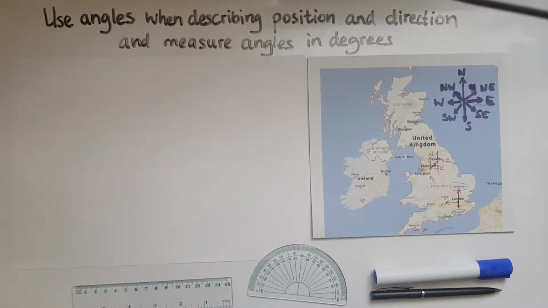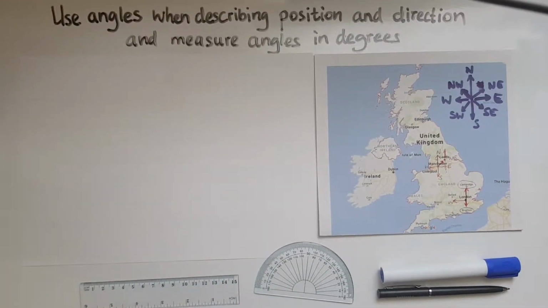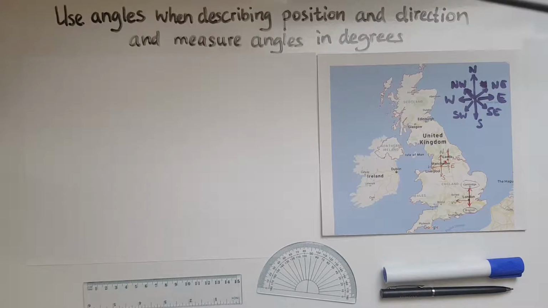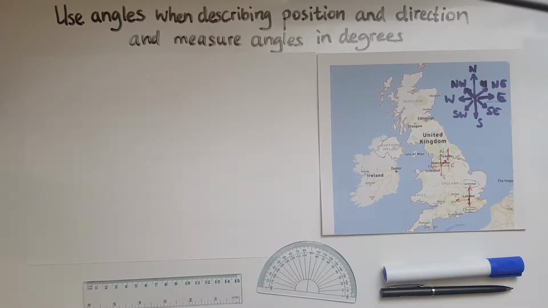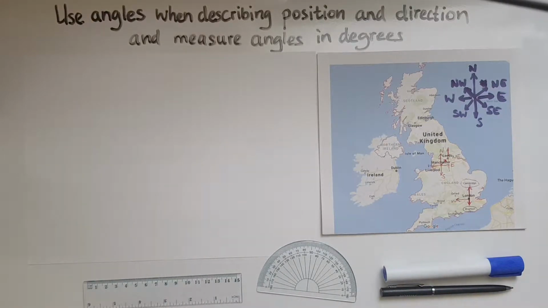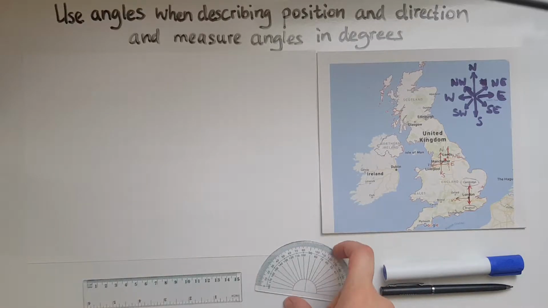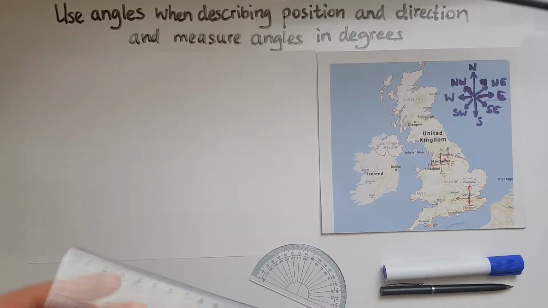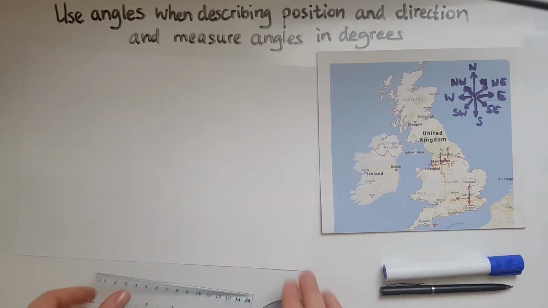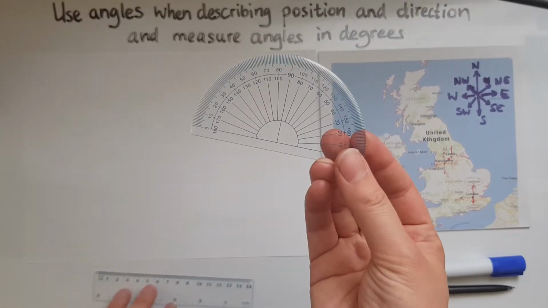In this video, we'll learn to use angles when describing position and direction and measure angles in degrees. We'll start by measuring angles in degrees first because you're going to need that when describing position and direction using maps, for example. So what you'll need is a ruler and a protractor.